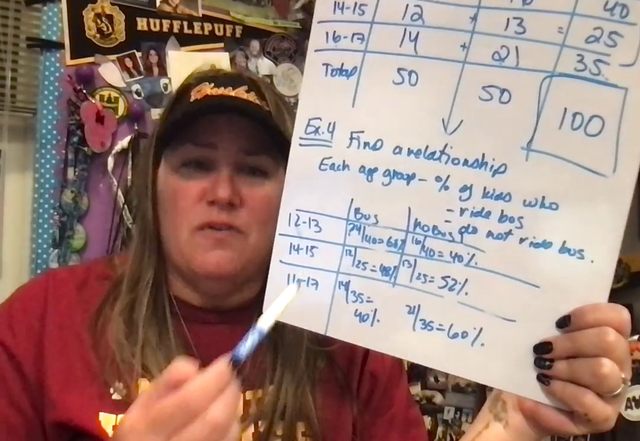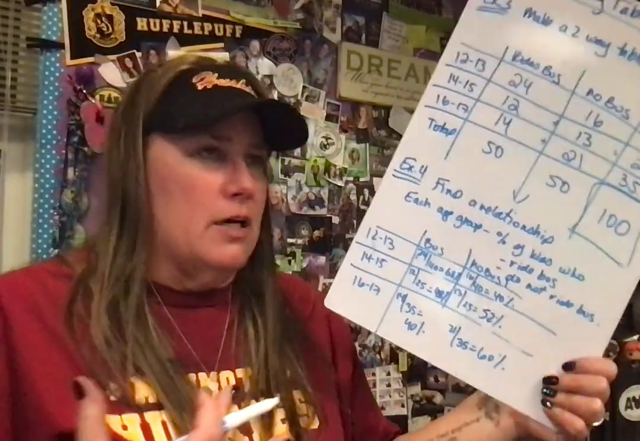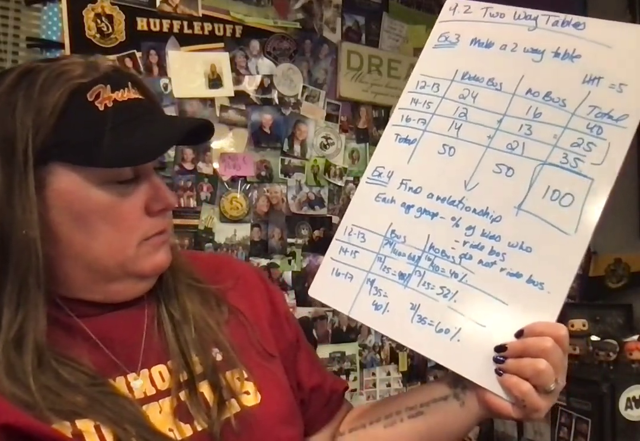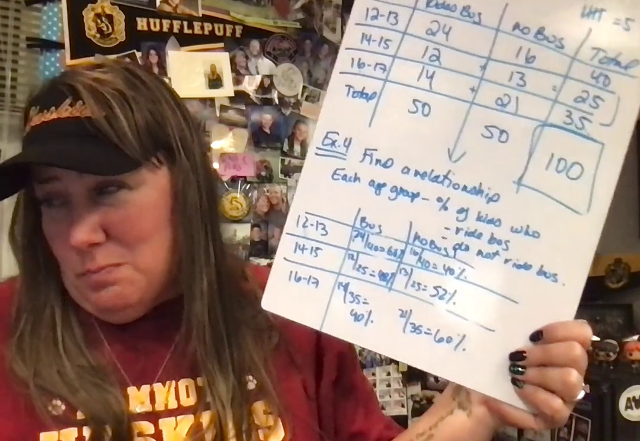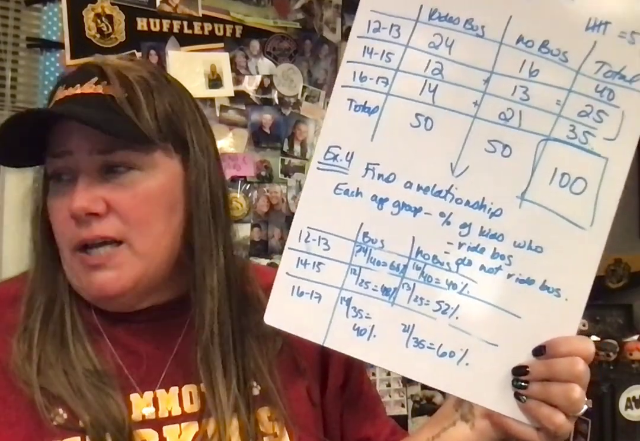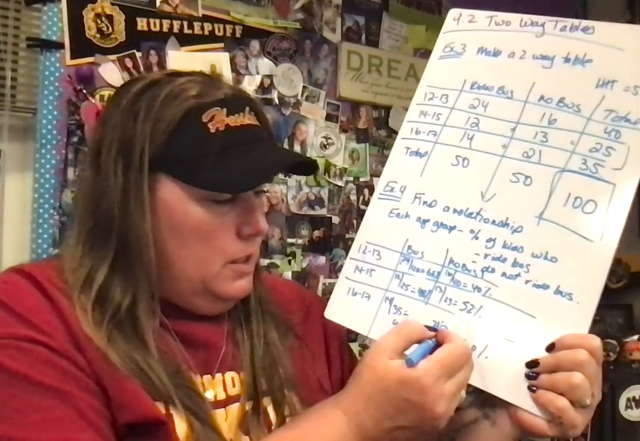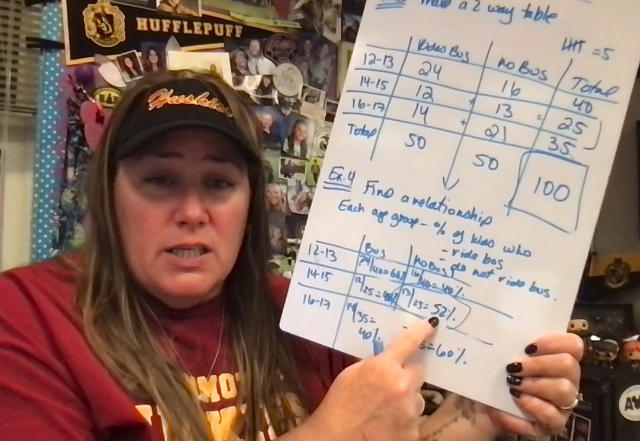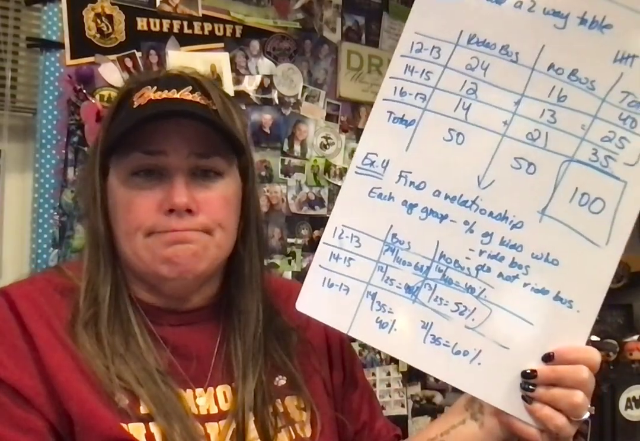Okay, so this is finding a relationship, meaning now we have percentages, so we've actually done more with the data. 60% of the kids between the ages of 12 and 13 ride the bus. And so part A says, explain what one of the entries means, what it represents. Okay, let's go this guy. 52% of the kids ages 14 to 15 do not ride the bus.